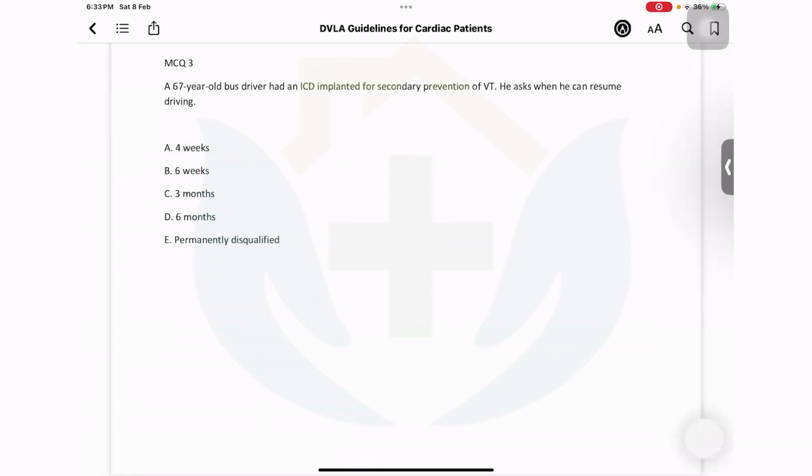A 67-year-old bus driver had an ICD implanted for secondary prevention. He's a bus driver. ICD is implanted.